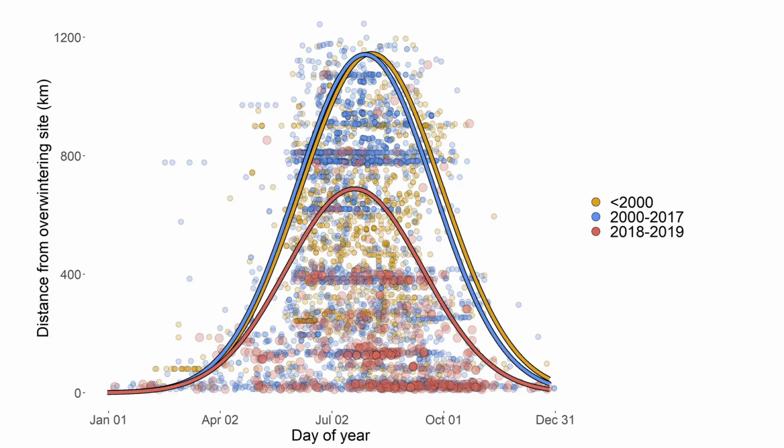Okay, so now we have these fitted curves, and I don't really have time to show you, but we've done a lot of simulations to show that they are not sensitive to sample size, so these are very real. And if we look at them, we can see that something huge happened in 2018 and 2019. That curve is a lot lower.